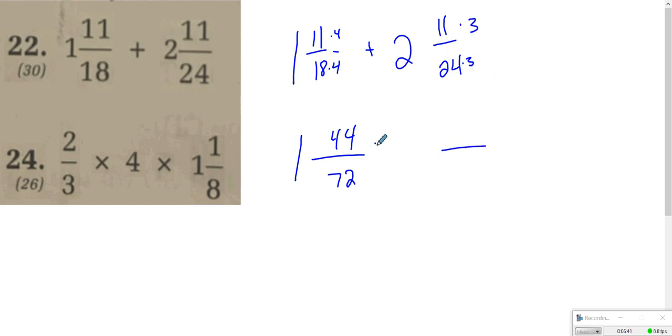So over here, I end up with 2. So I did times 3 because 24 times 3 is, guess what? 72. 11 times 3 is 33.